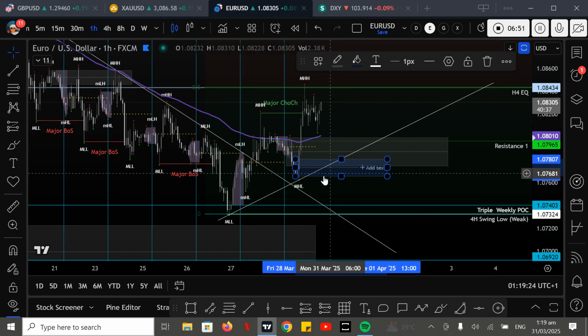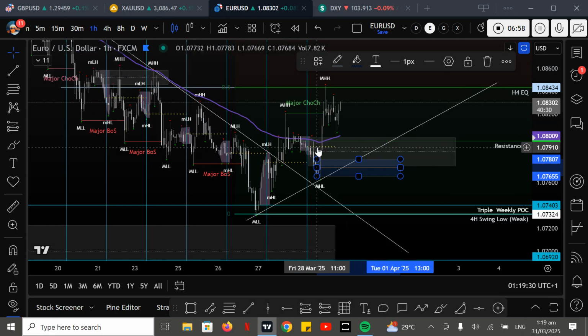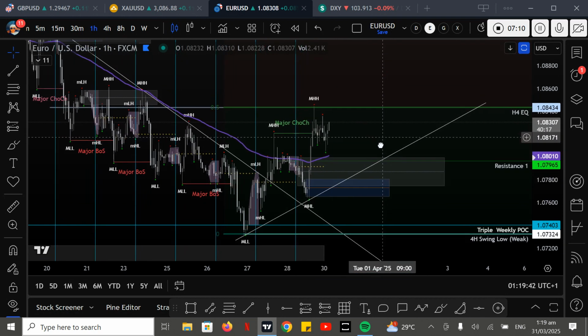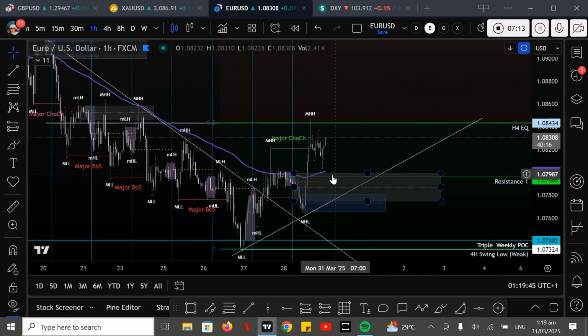Inside the 4 hour demand, we have a 1 hour demand nested inside the 4 hour demand, which makes it an even higher probability. And then we are looking for price to come back into this level, so this demand that broke this and created this choch, to confirm the upward continuation of this trend. So we won't be entering at this level. We want to buy as low as possible. So we wait for price to come back into the 4 hour level, the 4 hour demand zone.